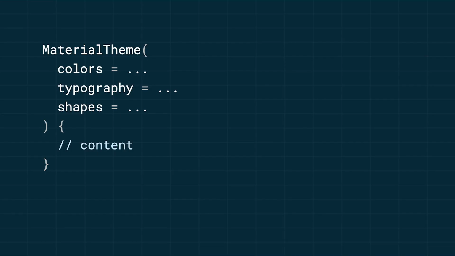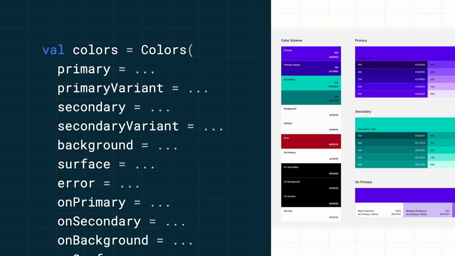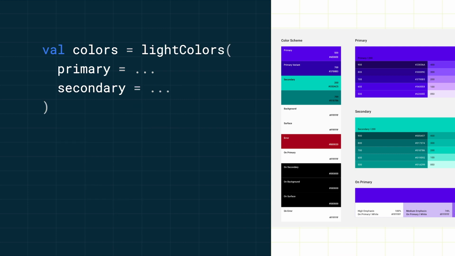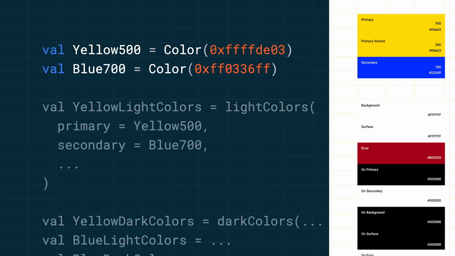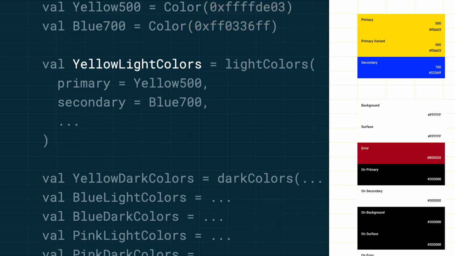In Compose, this is modeled by the material theme composable. It accepts parameters describing your desired color, typography, and shape. Let's take a look at each of these parameters. The colors class models Material's color system. There are also builder functions implementing the default or baseline color palette, so you can build on top of this, just specifying the colors you want to change. So, to implement OWL's color scheme, we create a series of these colors objects using the builder functions.